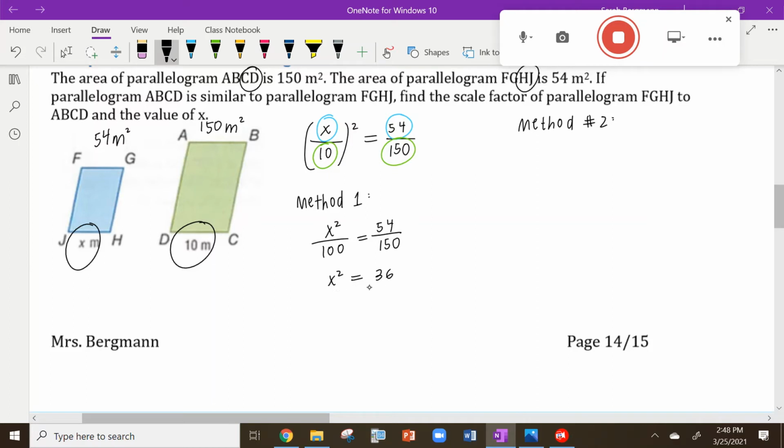So we're looking for what number squared gives us 36. We can find that by square rooting both sides.